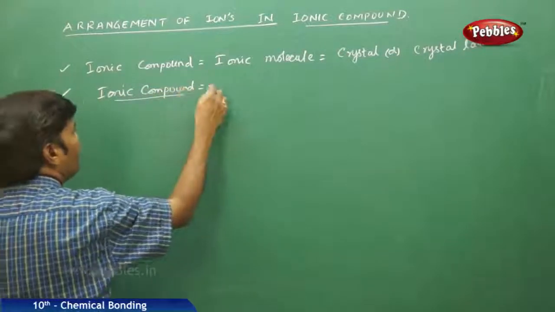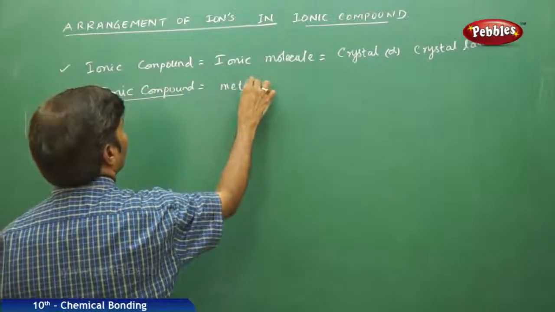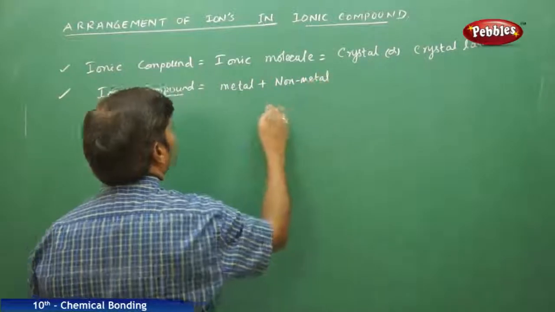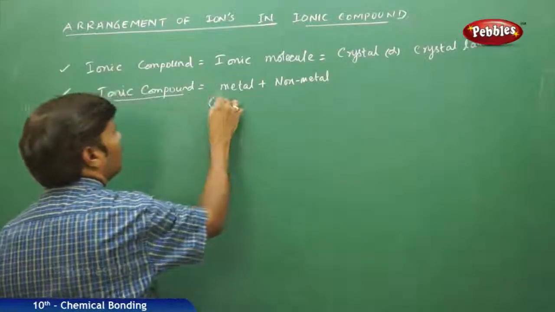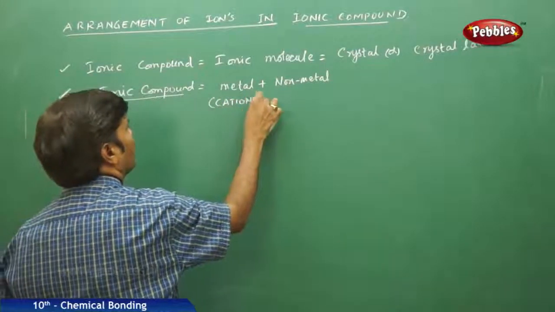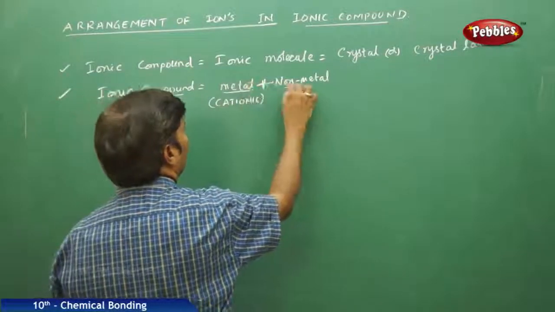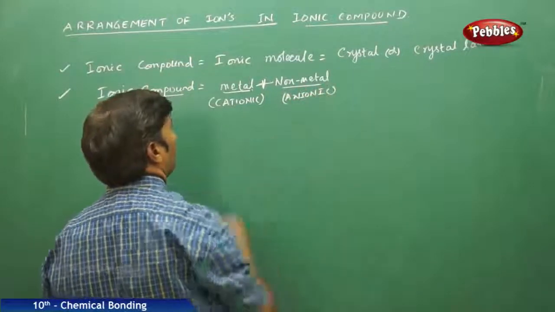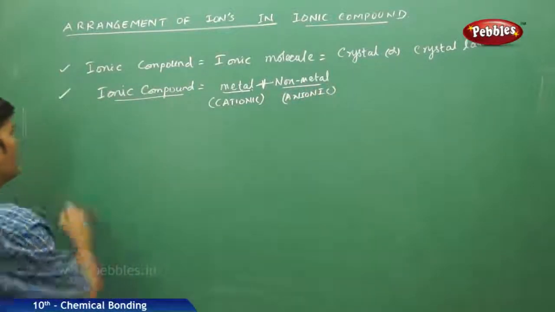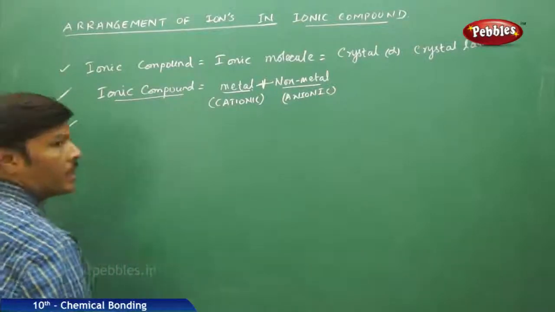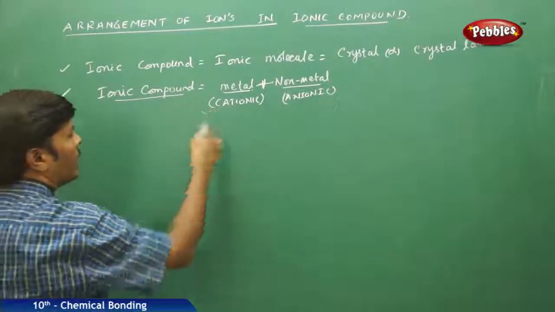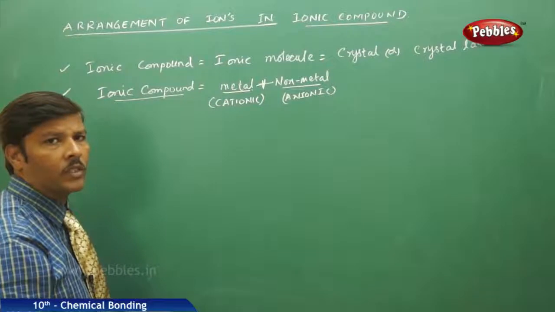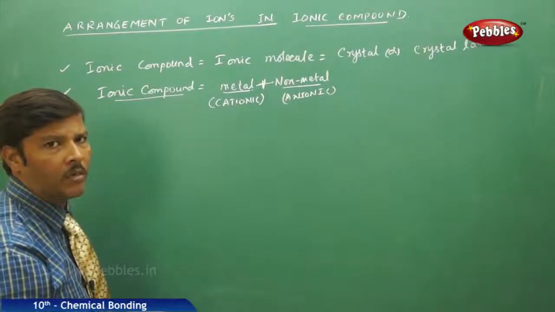So when you go for ionic molecule, an ionic compound is made up of one metal plus one non-metal. Metals are always cationic and non-metals are always anionic. So here that means this cationic and anionic species come closer to each other through the electrostatic force of attraction and they make up a bond, that is ionic bond, as we know.